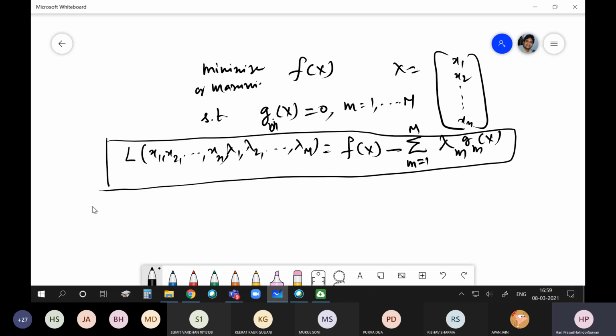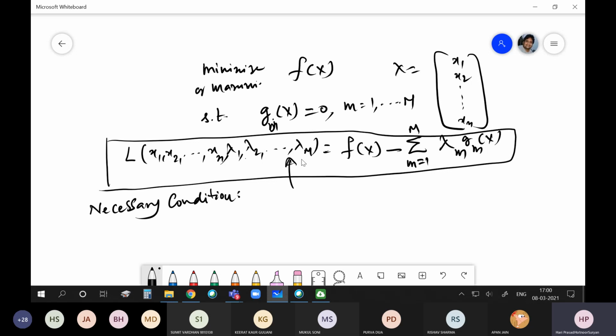So what is the necessary condition now if I want to find the stationary point? The first partial derivative with respect to each of x1, x2, xn and lambda 1, lambda 2, lambda m should be equal to 0. Equate it to 0 and solve for x1, x2, xn and lambda 1, lambda 2, lambda m. That will give you the stationary point.